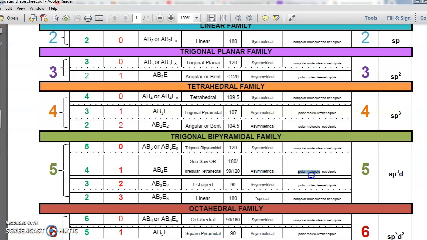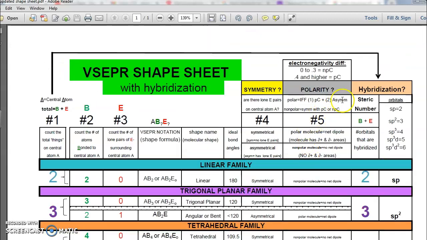We know fluorine and any other element sharing is going to be polar because fluorine's electronegativity is 4.0. In this case, sulfur's is 2.5. The difference is 1.5. So the molecule is asymmetrical, and it has polar covalent bonds. That means the molecule overall is polar. There will be a net dipole. There will be partial negatives and partial positives.